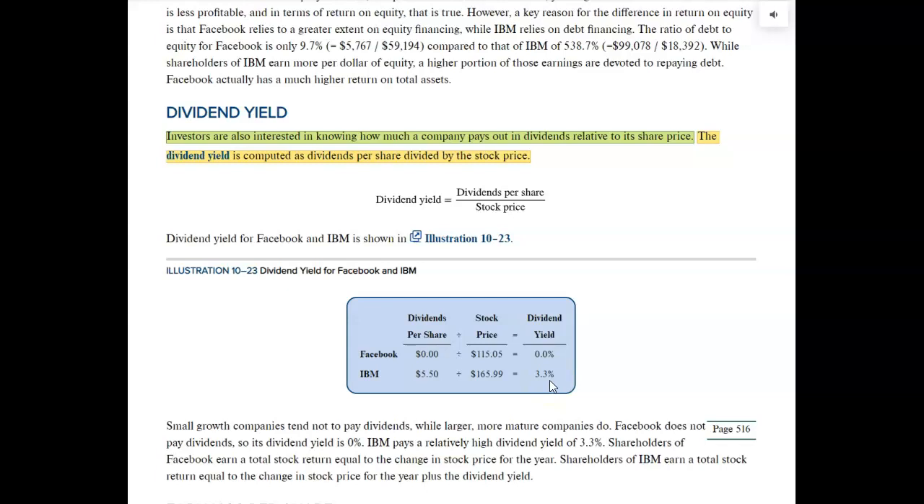That means if you buy IBM stock, then probably, it's not guaranteed, probably each year, based on these numbers, you will get a 3.3% return on your money through dividends. Again, dividends are not guaranteed, and IBM might decide not to pay any, but this shows you what happened several years ago.